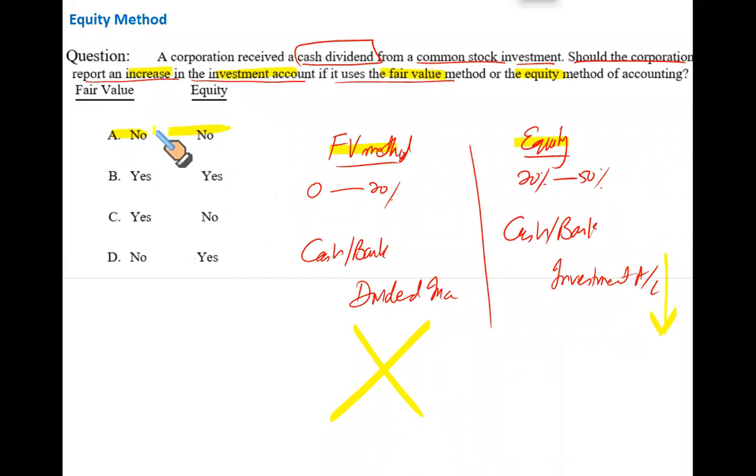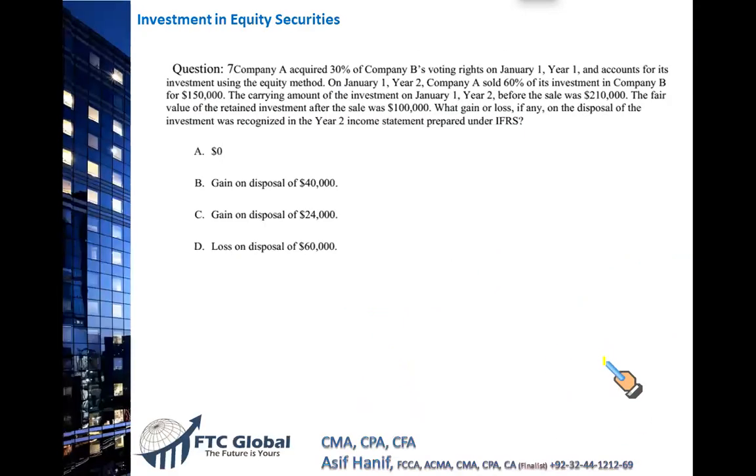It's no. Remember, under the equity method, you debit cash, credit investment when you receive dividends. And under the fair value measurement, you simply debit cash, credit the dividend income. In none of these methods, investment account is increasing. So that makes no, A to be the correct option.